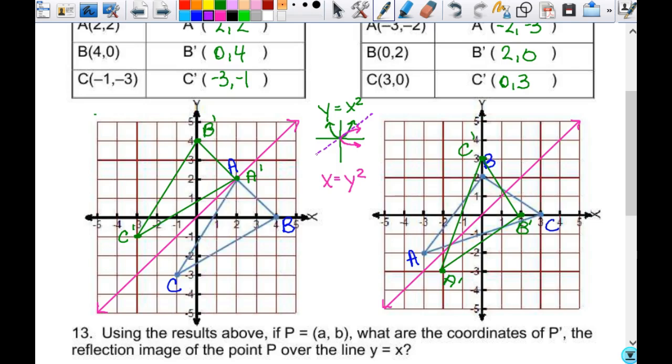And literally we only had 3 vertices here, but there's an infinite number of points on the triangle. There's an infinite number of points in the parabola. And it's just an inverse. Does that make sense?